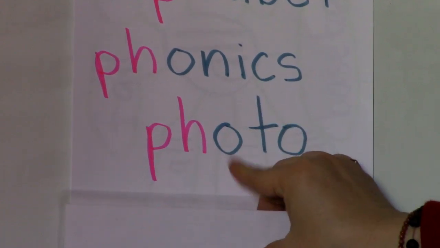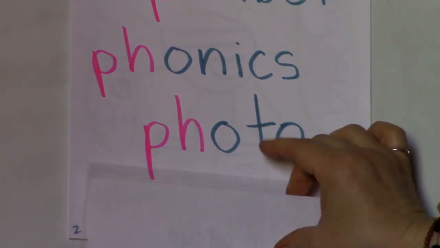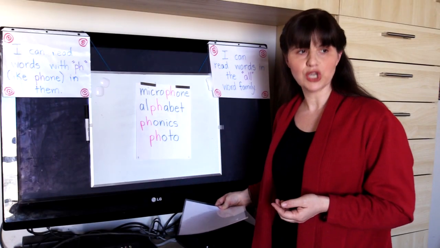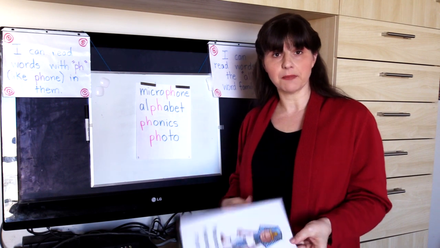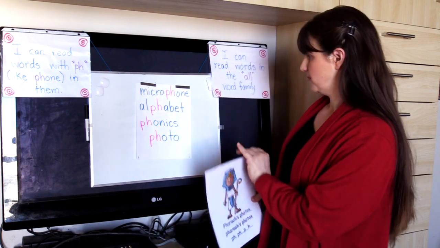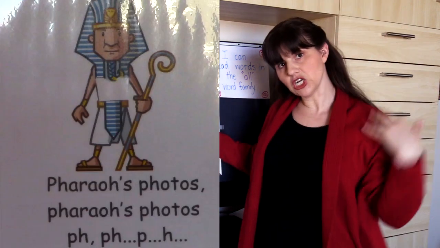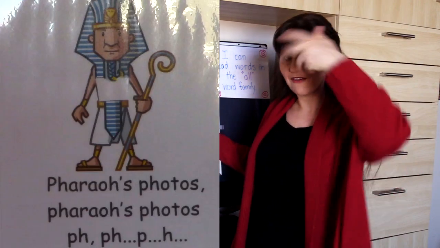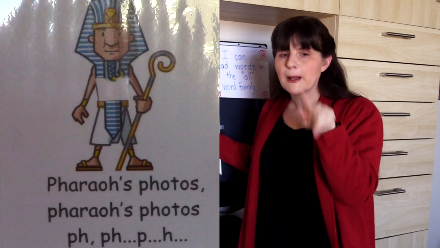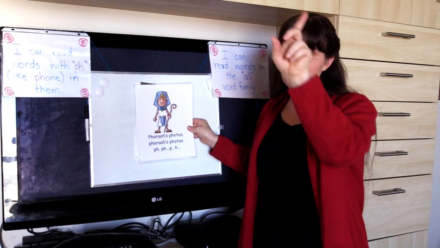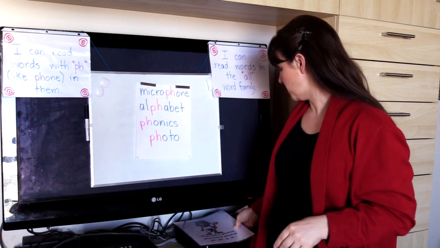It splits right here. So both O's say their names because they're at the end of both their syllables. Photo. Photo. So photo is like a picture, right? It's like when we take a picture, photo. And this is what has to do with Pharaoh's photos. Pharaoh's photos. PH. I don't have both my hands or I would be doing that sign a little bit better.